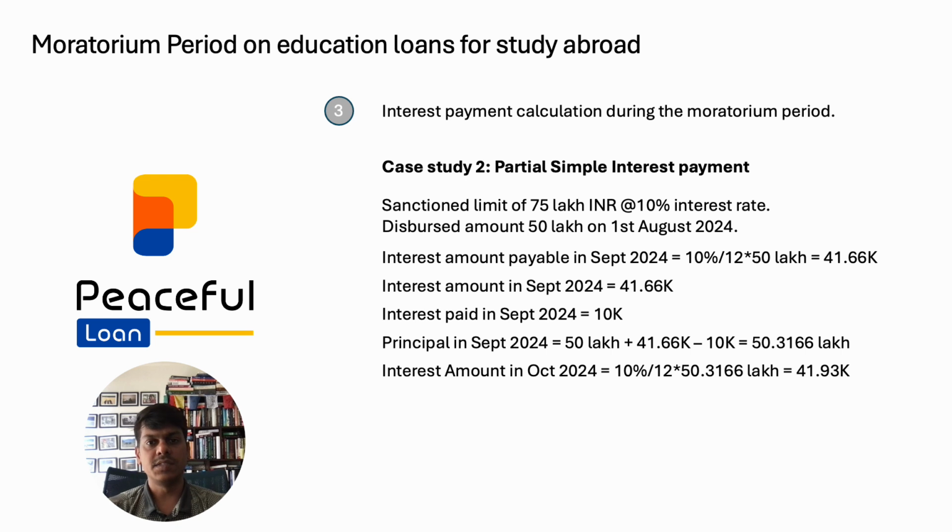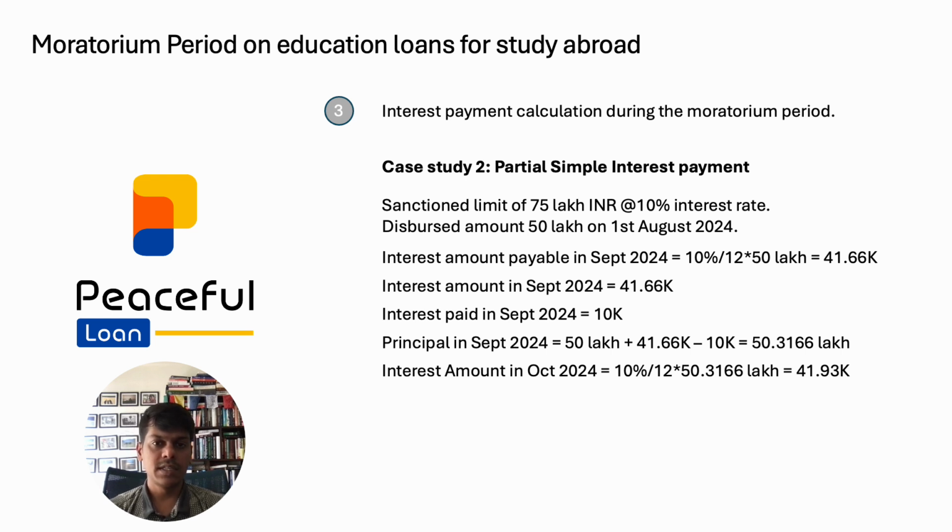Let's take the second case where you're expected to pay partial simple interest. Similarly, same as the earlier case, the sanction limit, disbursed amount, all these variables are kept the same so that you understand the differences between these cases. As we calculated, the first month's interest remains the same because the calculation for that is 10% divided by 12 into 50 lakh. So 41.66k is the first month's interest payable.